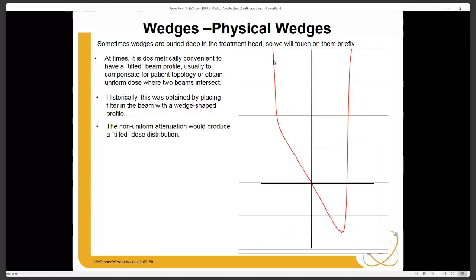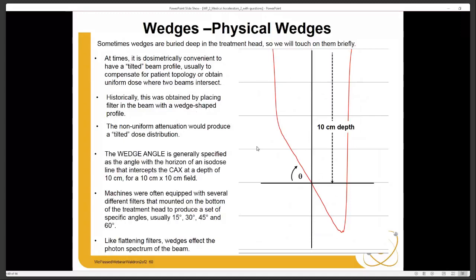Here is a sketch of a single isodose line, and the wedge angle is defined as the angle that one of the isodose lines makes as it passes through the central axis at a particular depth, usually 10 centimeters. So it's this angle here, theta, that we would call the wedge angle for a 10 by 10 field at a depth of 10. Typically, machines were equipped with several filters at usually 15, 30, 45, and 60 degree wedge angles.